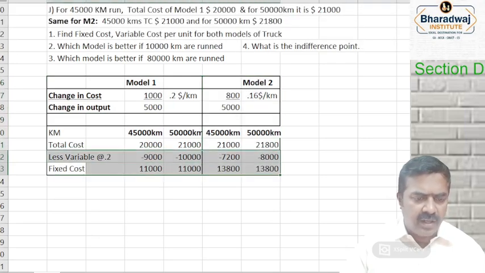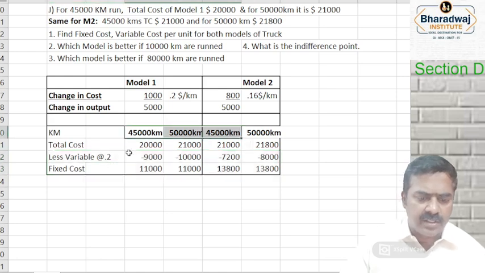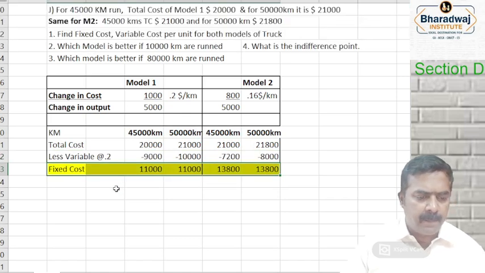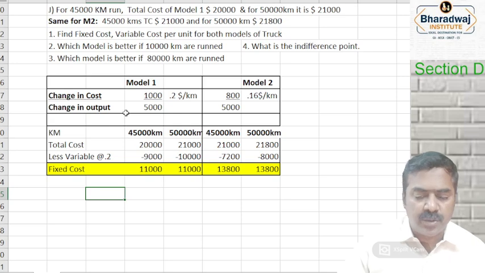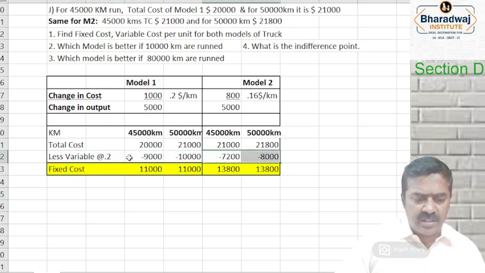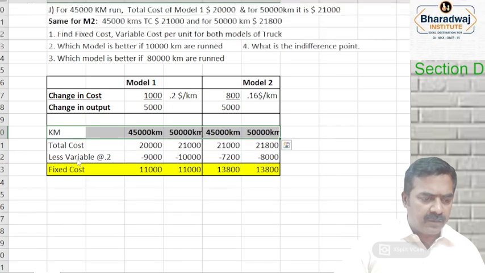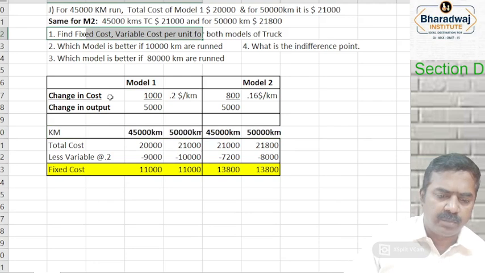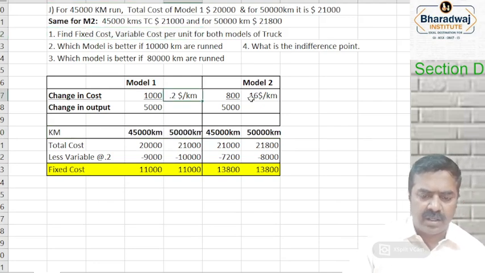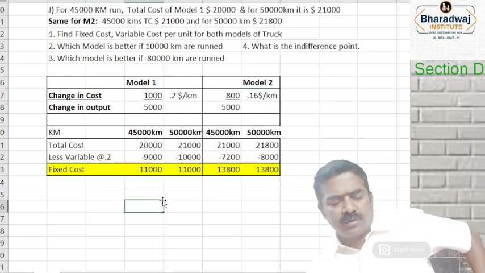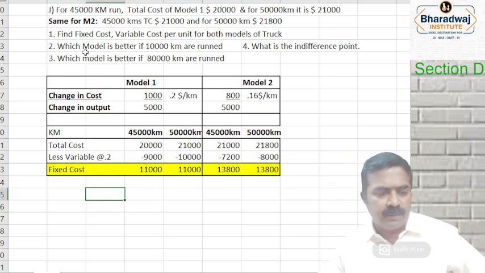Fixed cost you can find it will remain constant, whether 45,000 kilometers or 50,000 kilometers. Fixed cost will remain what? The same. Only what will change? Only the variable cost will change. Here it is at the rate of 0.16, there it is at the rate of 0.2, multiplied with number of kilometers. So we worked out fixed cost and variable cost per unit for both the models of truck.